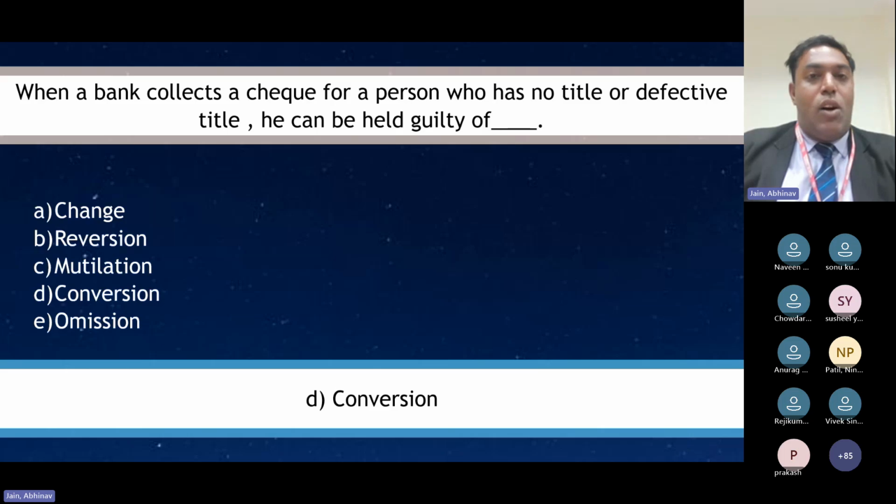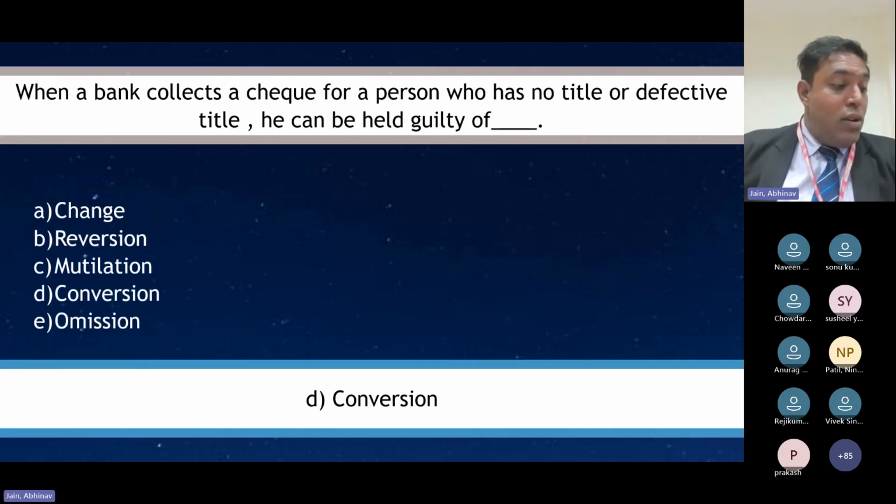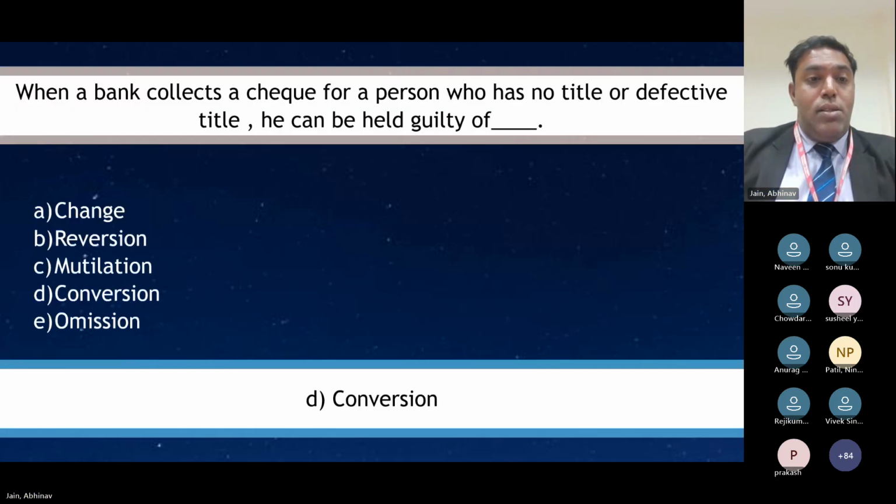Okay, conversion is the correct option over here. So if a bank collects a check for a person who has defective title or no title, then the bank can be held guilty of conversion. Section 131 defines conversion. We have already discussed. No, E is not the correct answer. Omission. So, Mayank, you have written omission. It is not the correct answer. Sorry, it is conversion. It is not omission, it is conversion. I'm sorry.